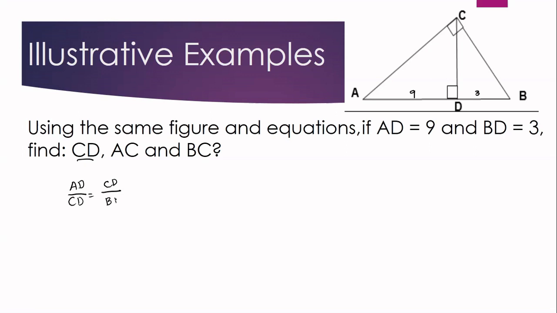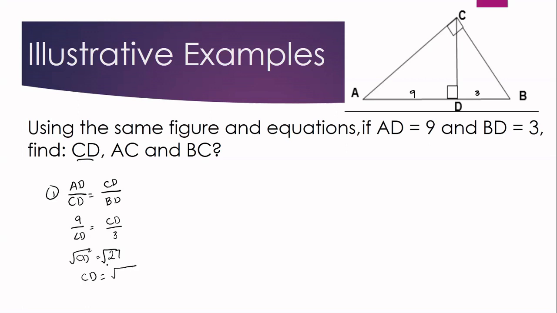So, ito yung gagamitin natin na equation. The altitude is the geometric mean between the segments of the hypotenuse. We are just going to substitute. So, we have 9 over CD is unknown. Again, wala ang ating CD and our BD on the other hand is 3. You are going to use cross multiplication. So, we have CD squared is equal to 27. To find CD, you are going to extract the root of both sides. So, CD is equal to the square root of 27.